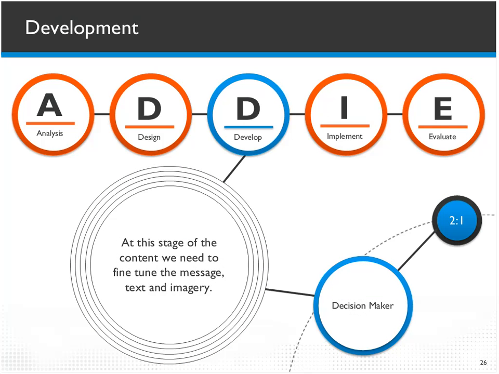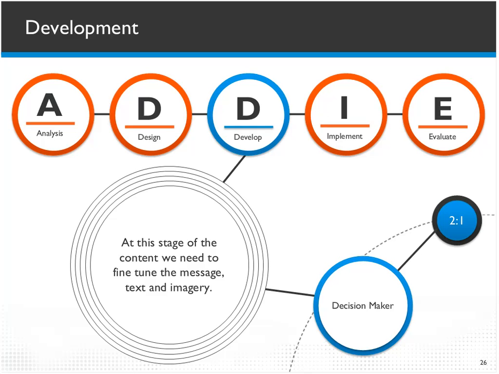The next phase is going to be development. Here we're really fine-tuning that message, the text, and the imagery. We've already designed things. If we have e-learning deliverables, we might have storyboards already in place. If we have ILT materials, we may have some draft documentation in place. But really, we're fine-tuning things at this point.